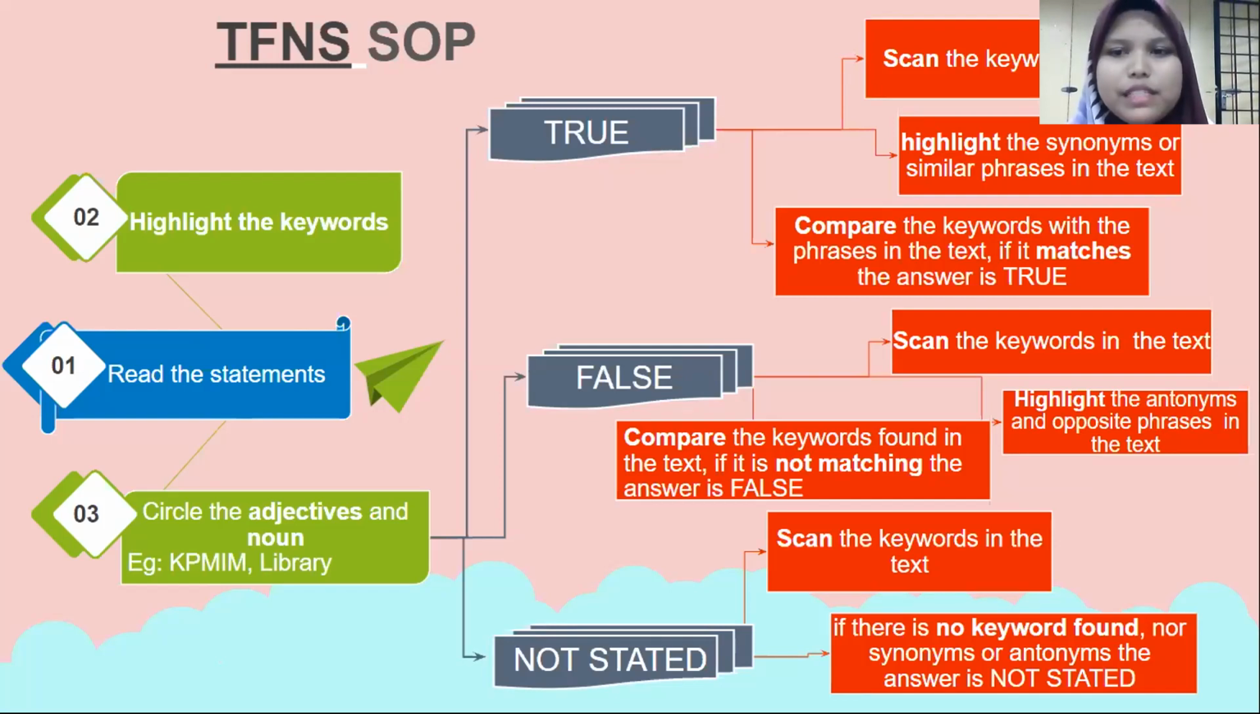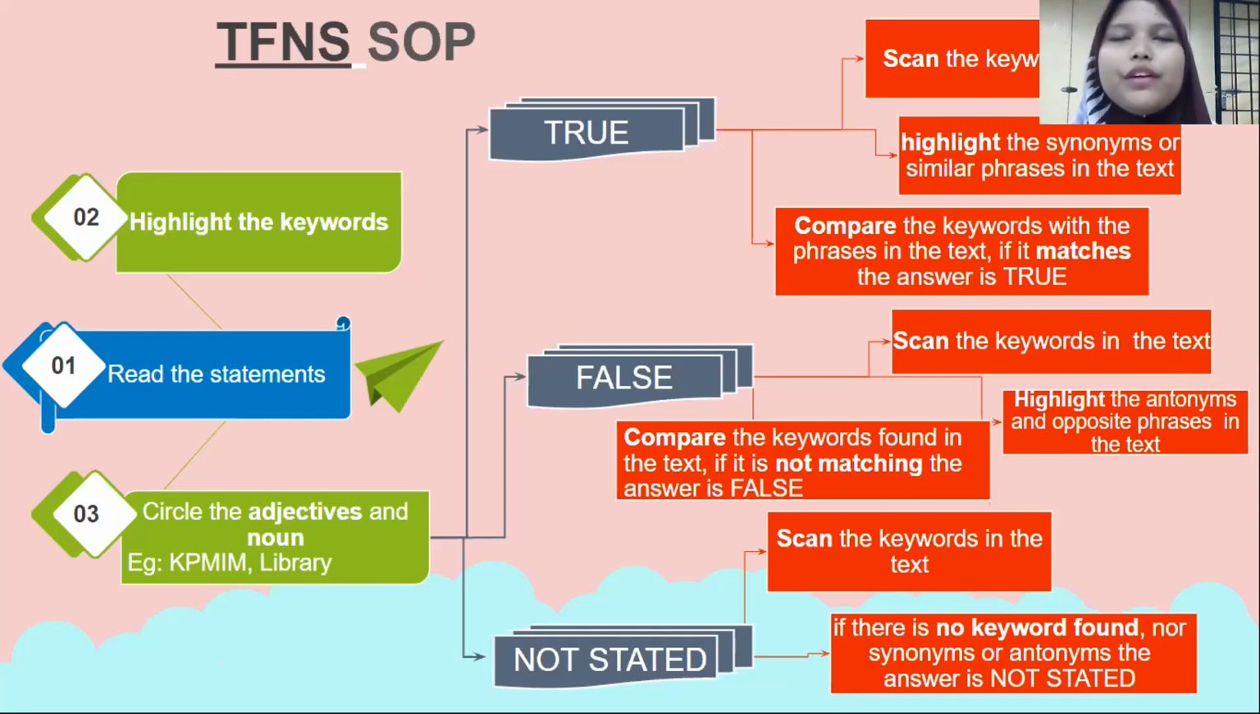For a false answer, you also have to scan the keywords in the text carefully, highlight the antonyms or opposite phrases in the text, and compare them. If it's not matching, the answer is false. I repeat, false if the keywords are not matching with the keywords we found in the statement, and for true, the keywords found in the statement and in the text are matching.